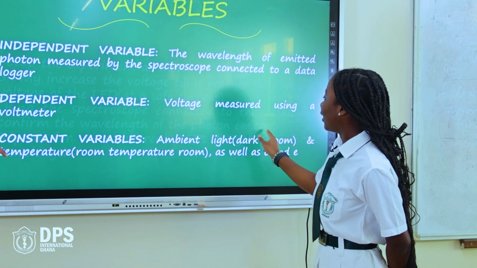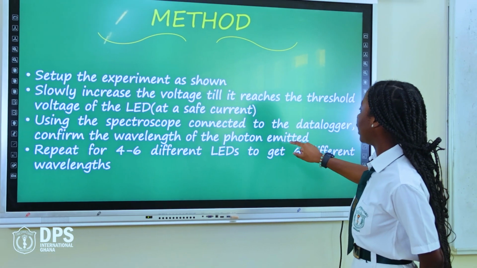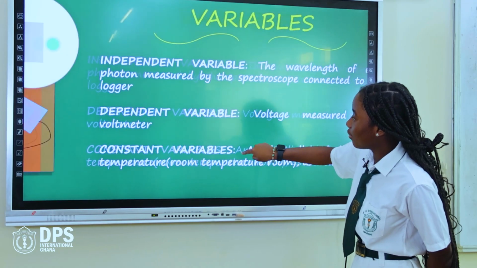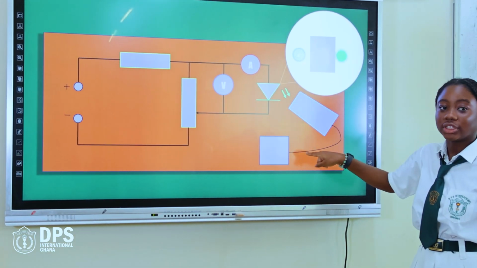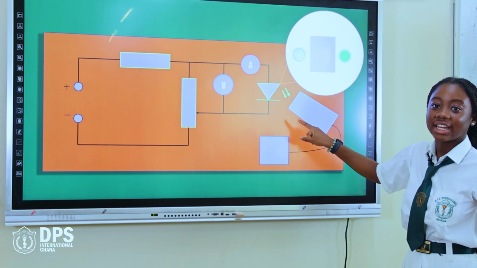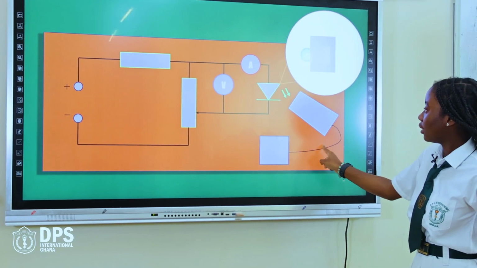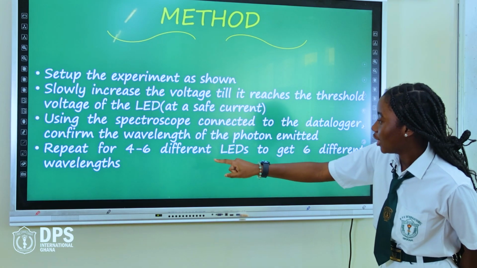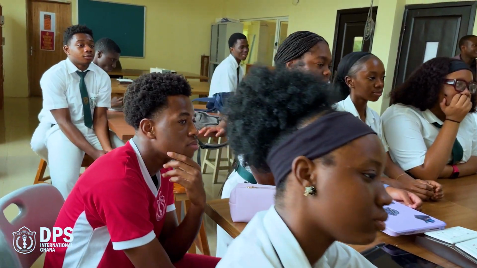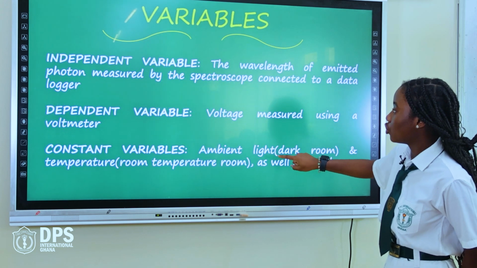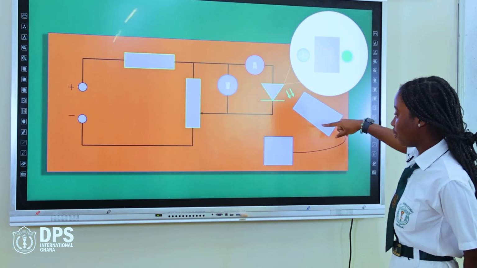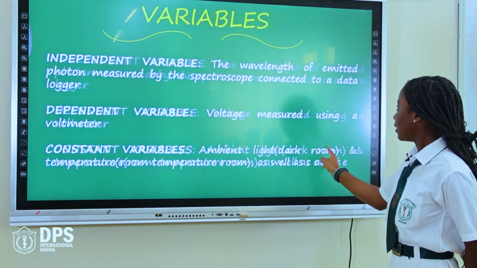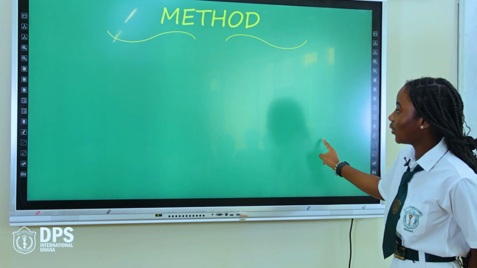Then, using the spectroscope connected to the data logger, confirm the wavelength of the photon emitted. As you can see over here, the spectroscope is connected to the data logger. So use it to measure the wavelength of the LED. Then repeat for 4 to 6 different LEDs to get 4 to 6 different wavelengths, so that you get an accurate value.